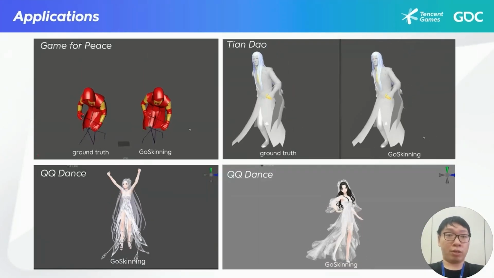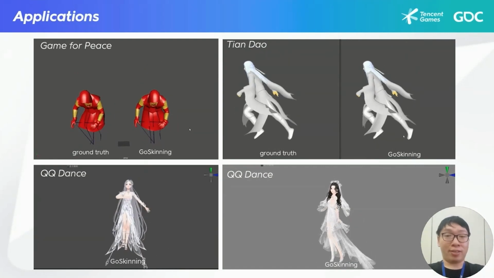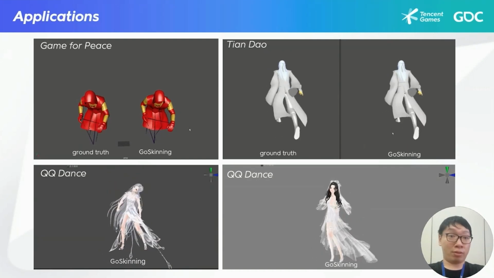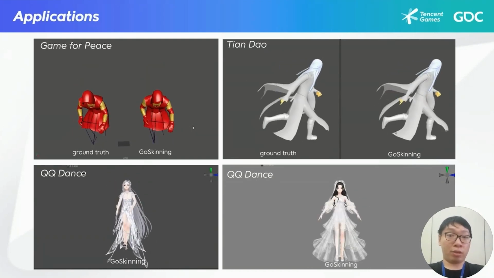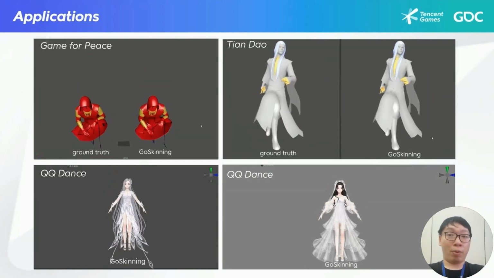The 2 videos above show the effects of Game for Peace and Tiandao. The first 2 videos show that the prediction results are identical to the ground truth. The next 2 videos show the results of QQ Dance. The animation is remarkably realistic.